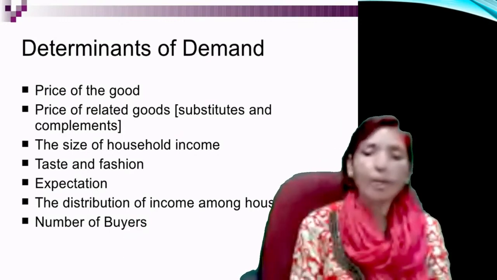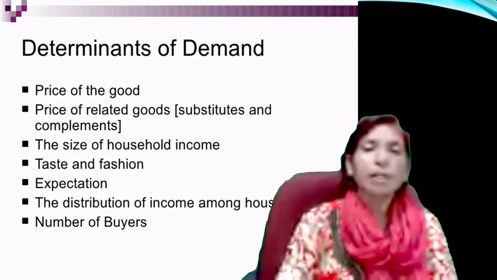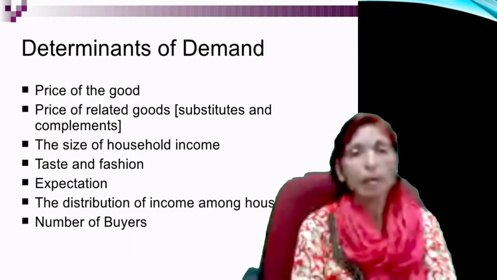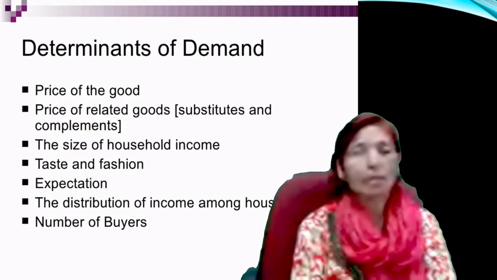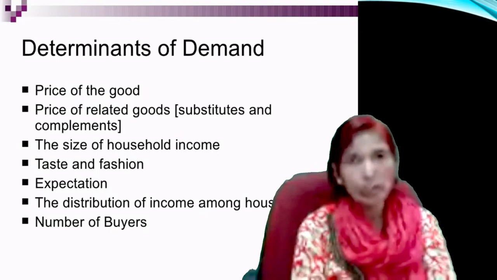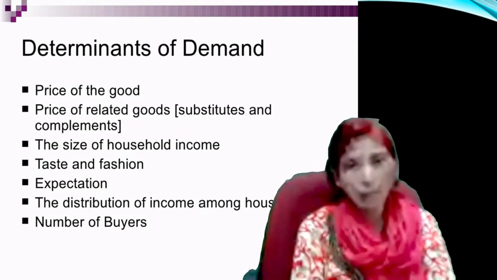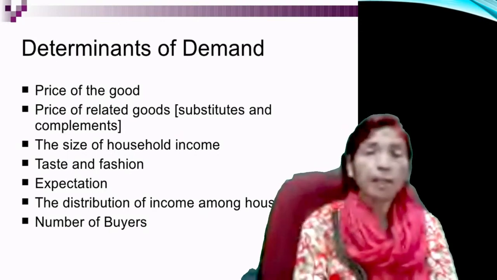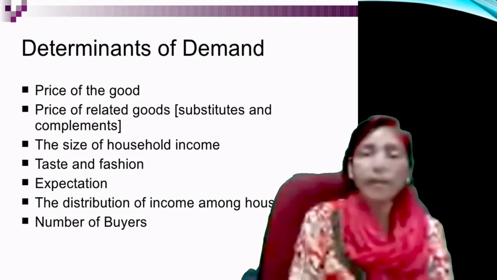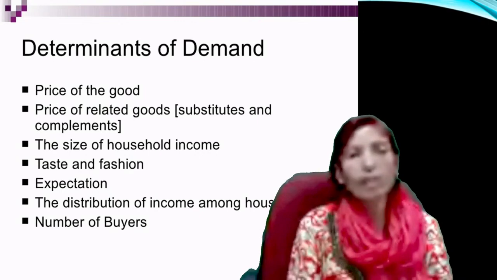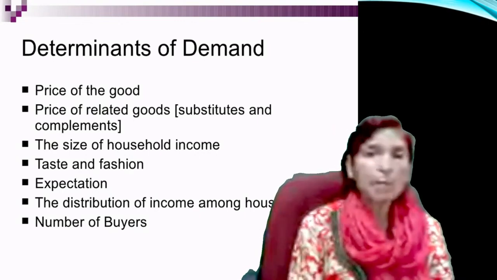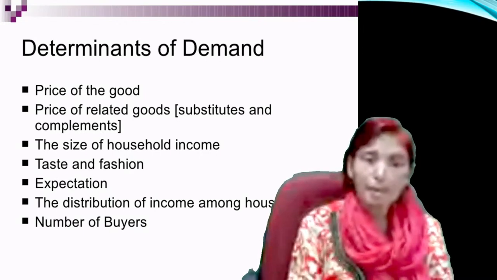Next is taste and fashion. You know that taste and fashion also affect the demand for a commodity. If we give more preference or have a great taste for any particular commodity, then definitely we will buy that commodity. And at present, the thing which is in fashion, which is in trend, people are always willing to buy that product. So their demand depends upon taste and preferences.